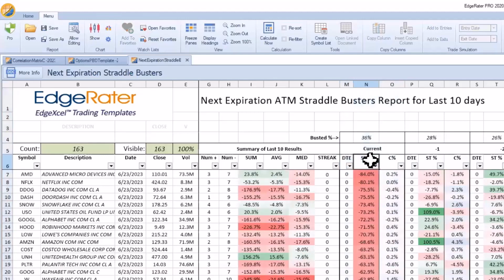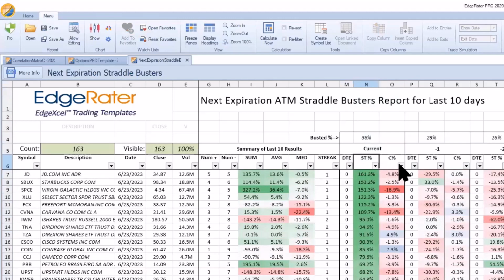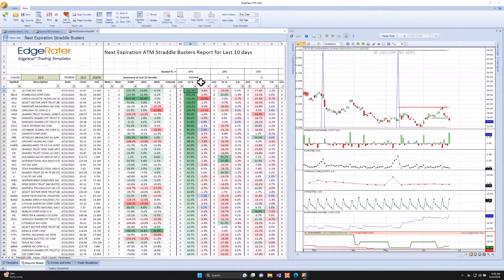ST% is the percentage gain in your straddle, and C% is your percentage gain in the underlying. So in this example, and this was Friday, this is real data, JD, out of those 163 stocks, was the highest straddle gain. So the most unexpected move happened in JD. You can see from the report, it was a negative 4.8% move in JD.